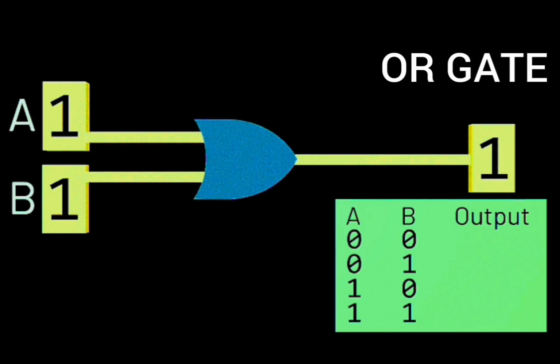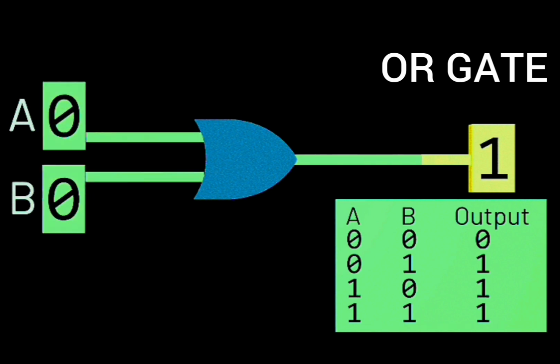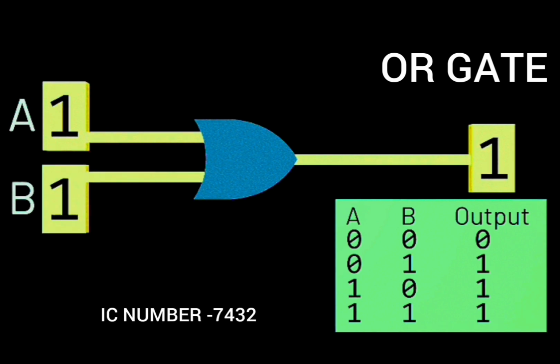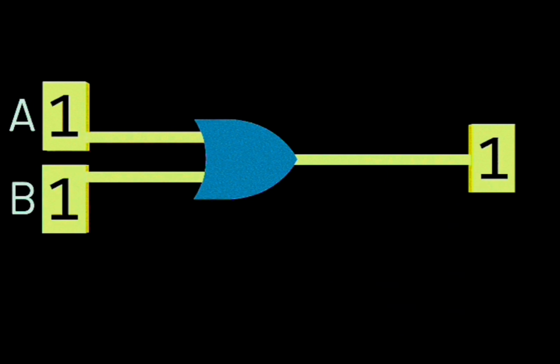Next, the OR gate. It is one more basic gate. The OR gate has two or more inputs but only one output. The output assumes logic 0 only when each one of its inputs is at logic 0. Here, see the truth table: 0 0 gives 0, 0 1 gives 1, 1 0 gives 1, 1 1 gives 1. The IC number of the OR gate is 7432. Its function is A plus B.